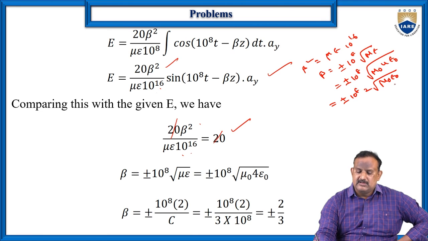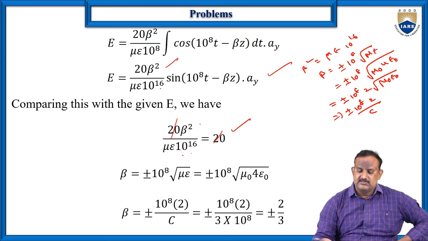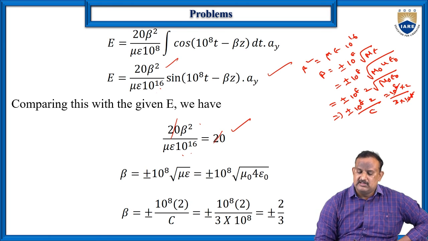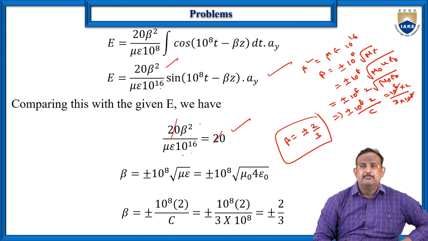Root mu naught into epsilon naught is nothing but 1 by the velocity. Therefore it is plus or minus 10 power 8 into 2 by c. C is the velocity of light. Therefore it is 10 power 8 into 2 by 3 into 10 power 8. 10 power 8 and 10 power 8 cancel each other. Therefore we have beta equal to plus or minus 2 by 3. So it is the beta value.